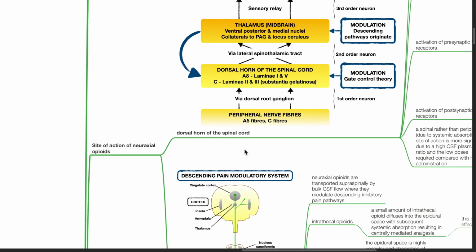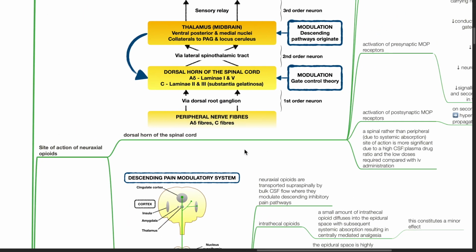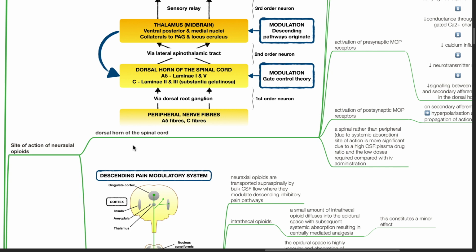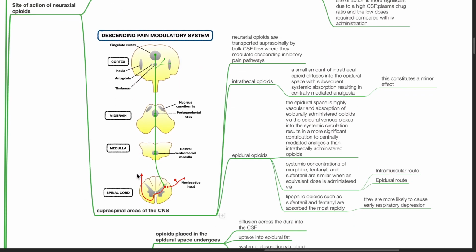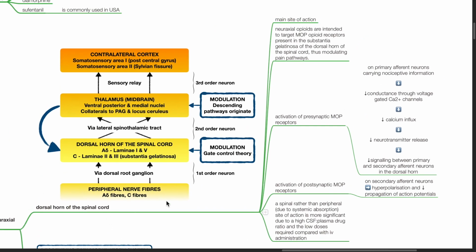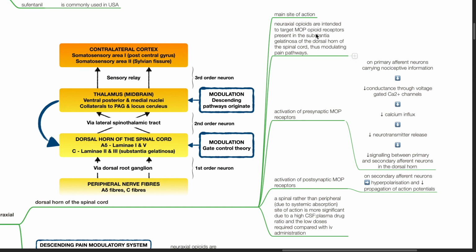Site of action of neuraxial opioids. They act at the dorsal horn of the spinal cord and at supraspinal areas of the CNS. The dorsal horn of the spinal cord is the main site of action of neuraxially administered opioids. These opioids are intended to target MOP opioid receptors present in the substantia gelatinosa of the dorsal horn of the spinal cord, thus modulating pain pathways.